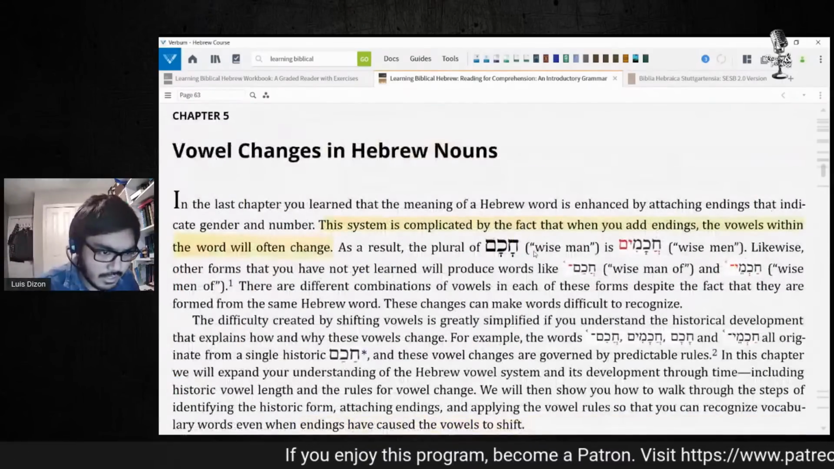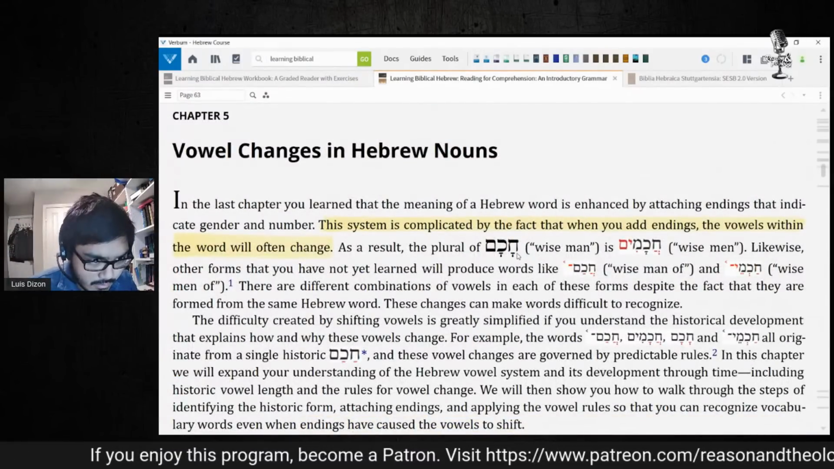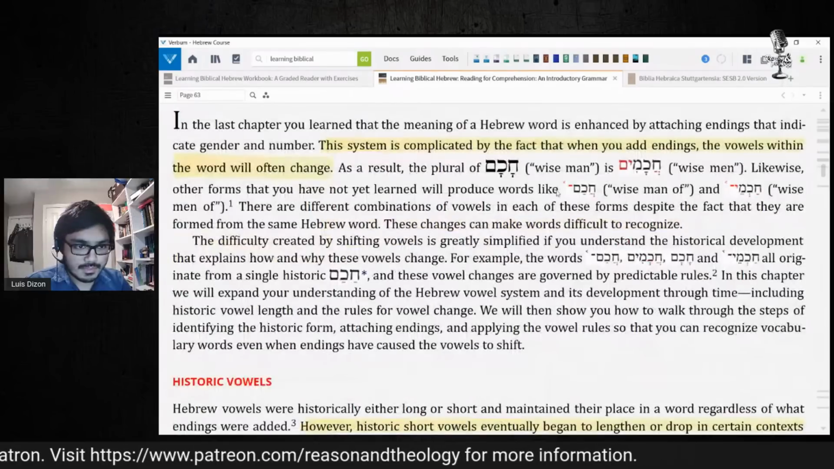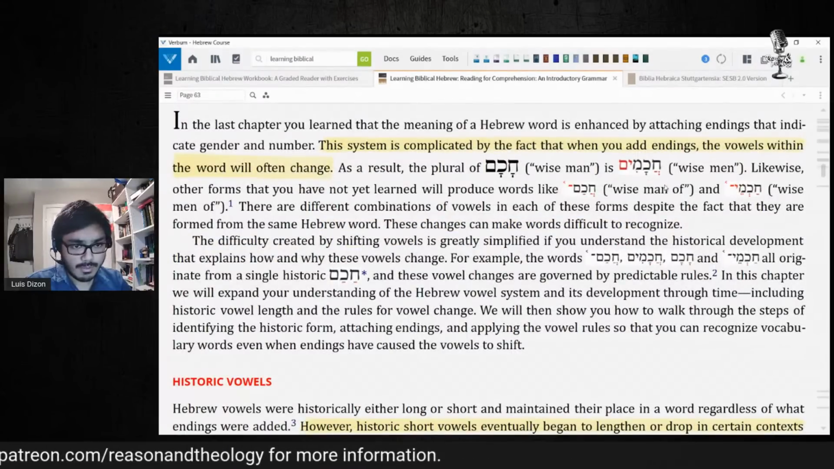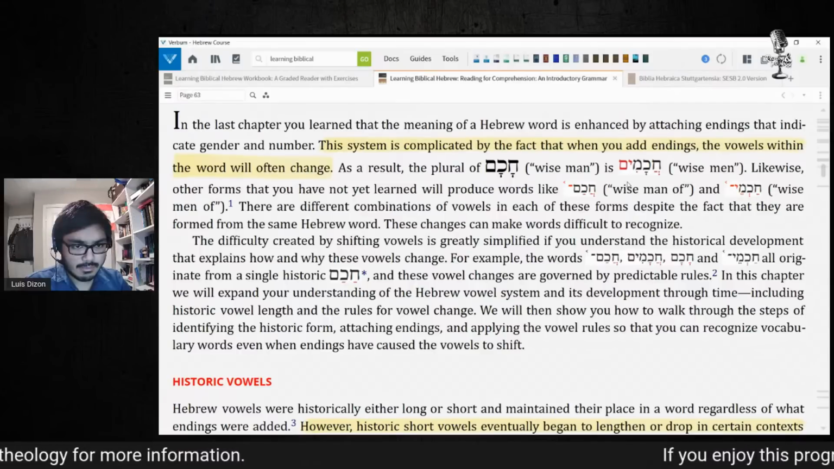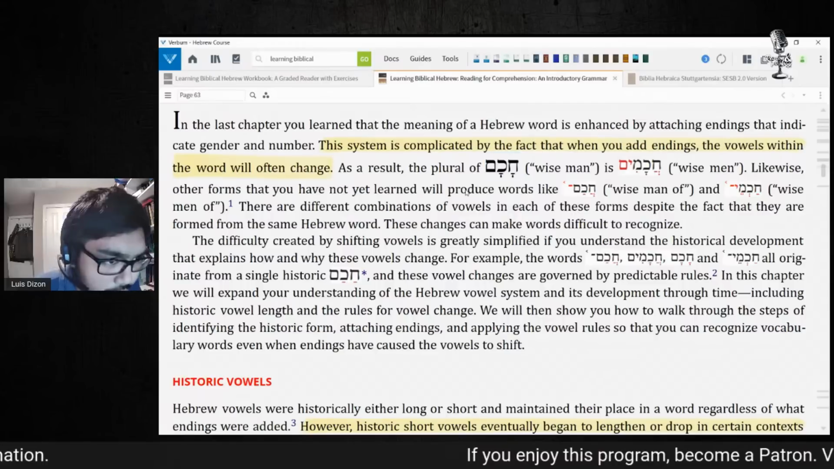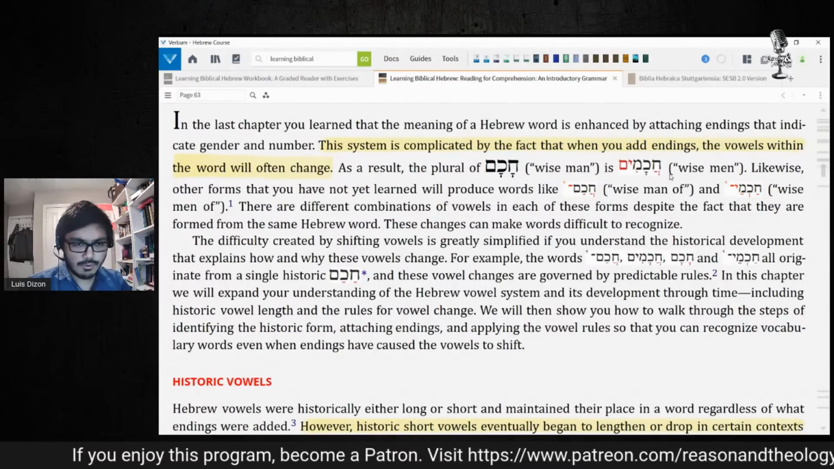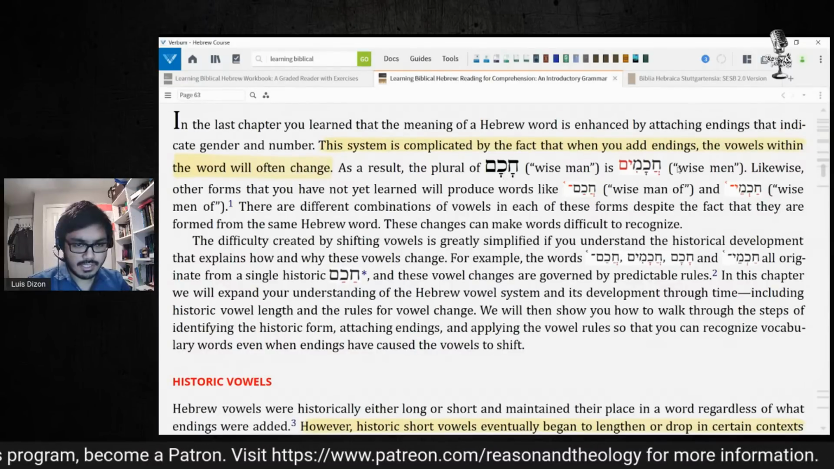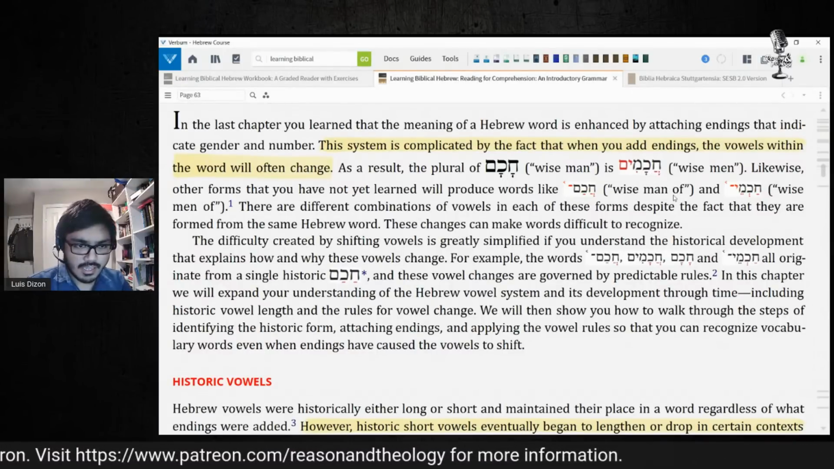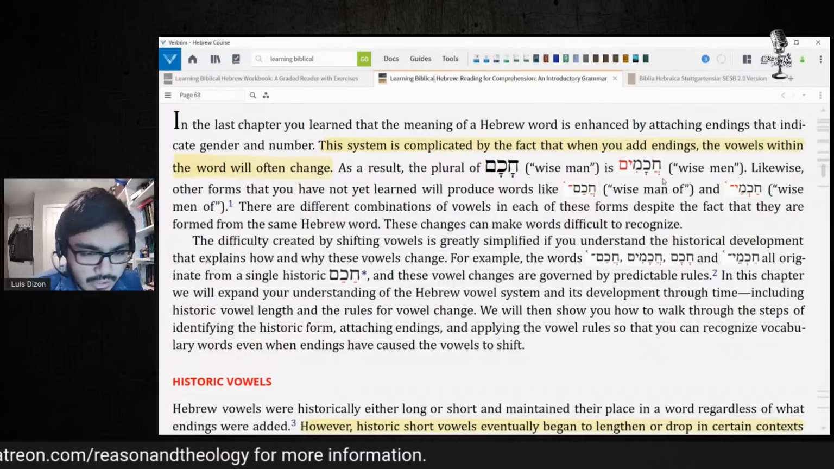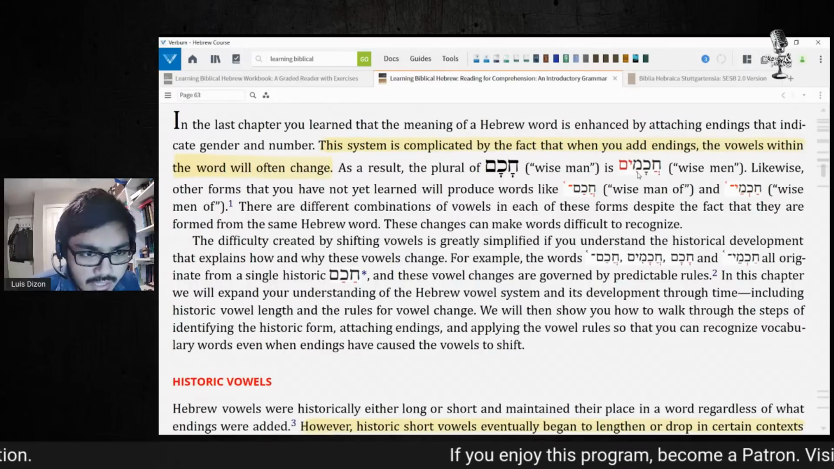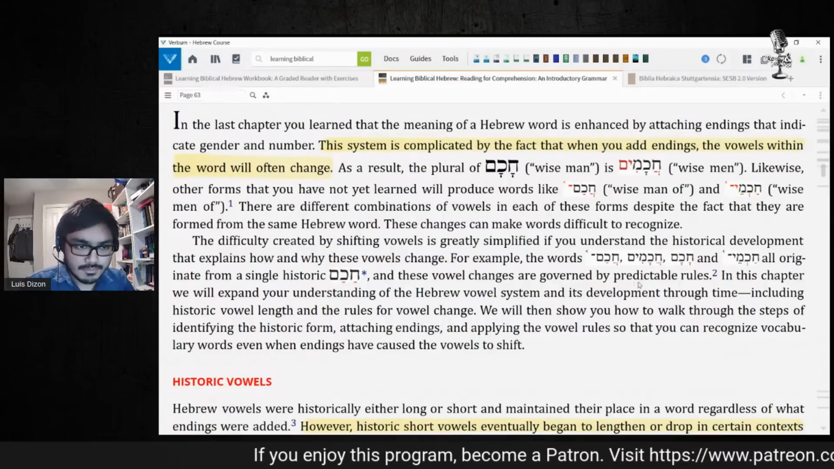For example, here's your basic masculine singular noun, chacham, which means wise man. Note something in the plural form, chachamim. The vowels are a little bit different. So in the singular form, you have two kametzes underneath the chet and the kaf. On the plural form, though, you'll notice that the first letter, the chet, instead of a kametz, has a patach with a shva. And then you have a chirek underneath the mem here.